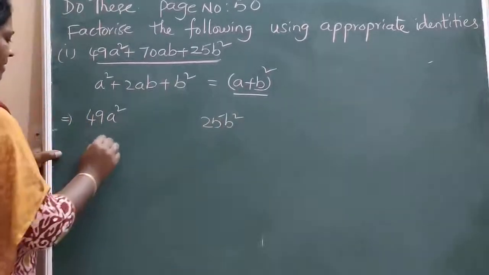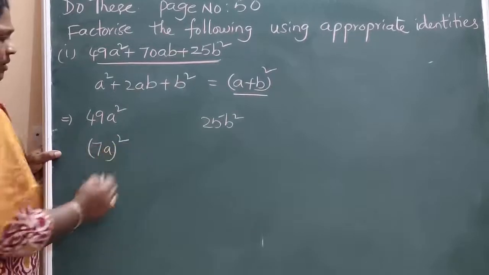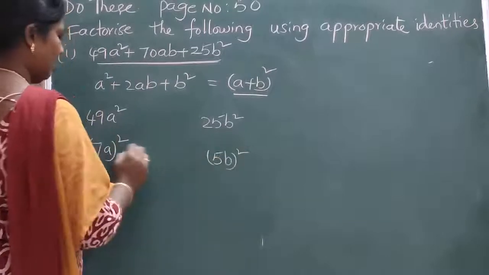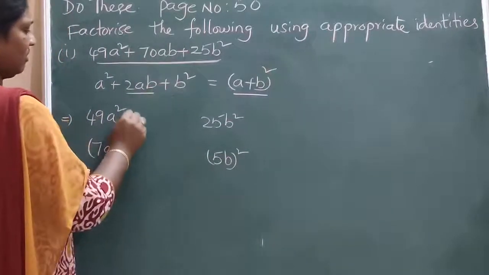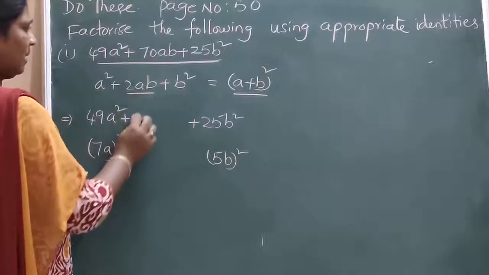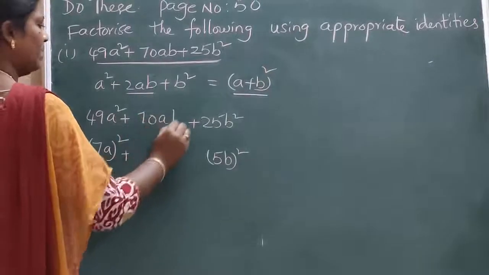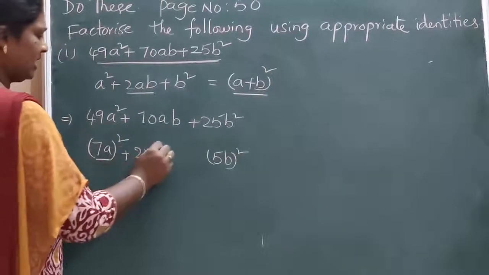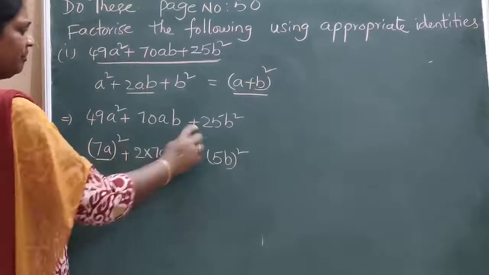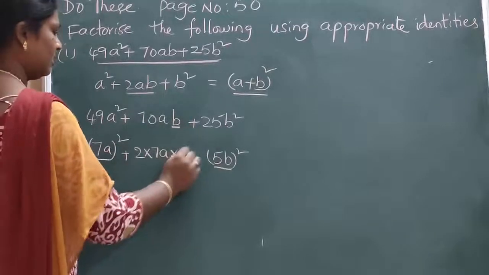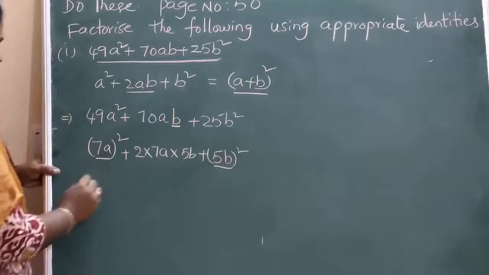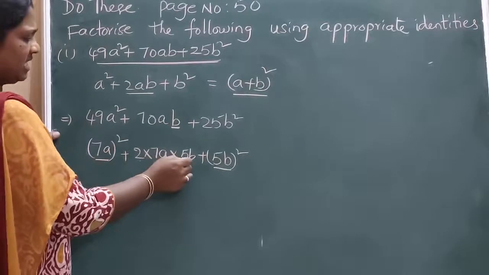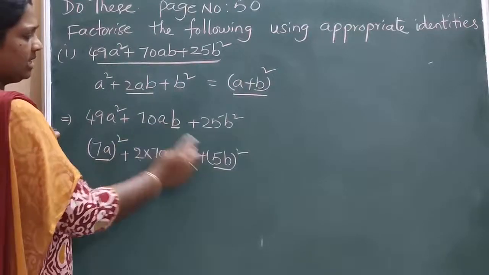So first of all, this can be written as 7a whole square and this 25 can be written as 5b whole square. Again what we have to obtain? We have to obtain 2ab. So for that 2ab, that is 70ab, no? For that we have to write 2 into, in place of a we have to write 7a, into, in place of b we have to write 5b. 7a whole square is 49a square, 2 7s are 14, 14 5s are 70, so the 70ab plus 5b whole square.